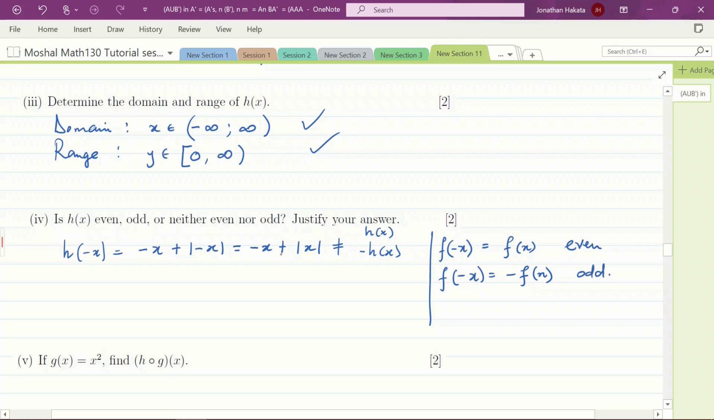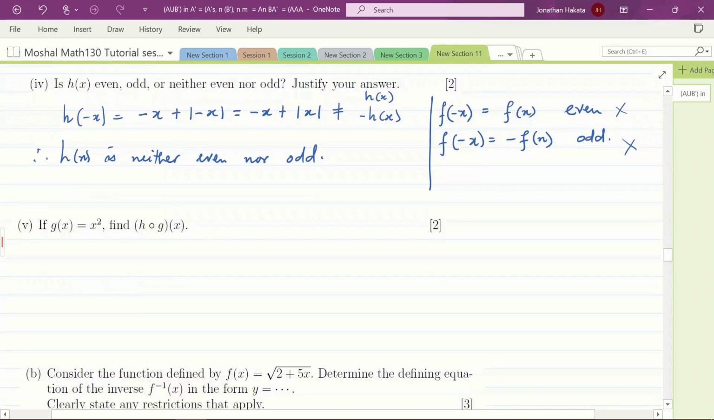So as you can see, it is neither. If I put a negative x, I'm not getting h of x, so it's not even. I'm not getting a negative h of x, so it's not odd. Therefore, h of x is neither even nor odd. I'm sure you guys are following. We should know the definitions of odd and even.